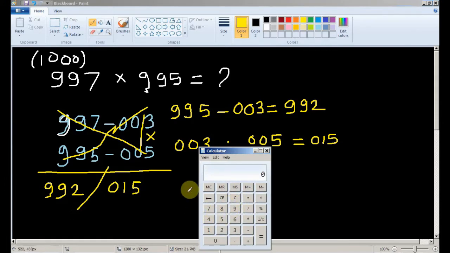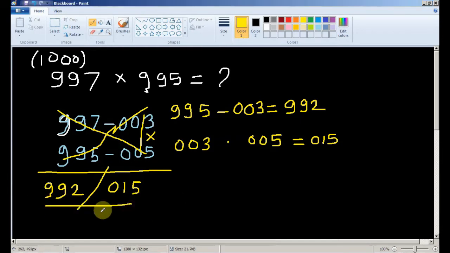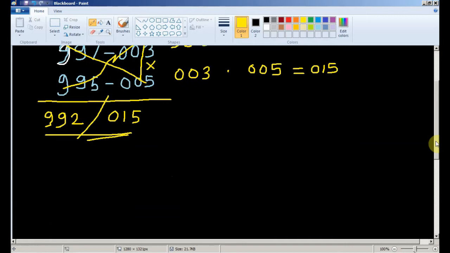What are we multiplying? 997 multiplied by 995. As you can see, the result is 992015. You have achieved the solution. Next we'll see another example.